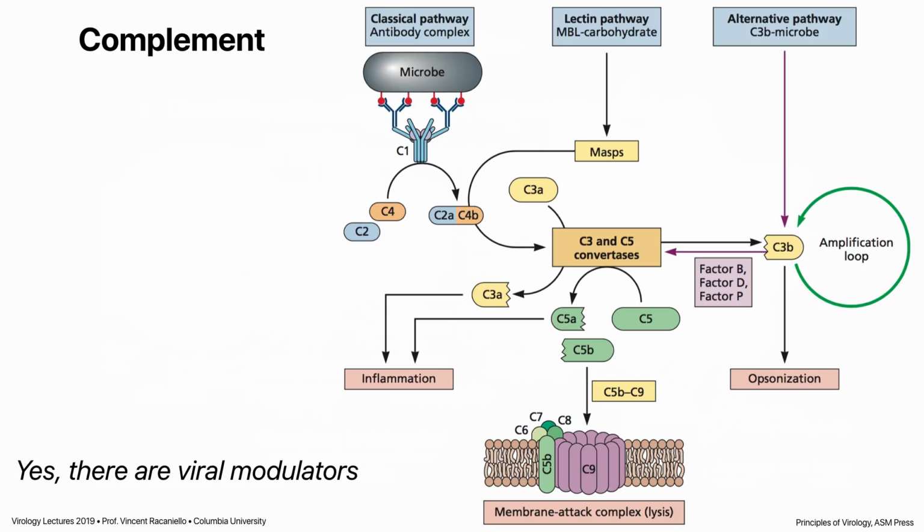And so, for example, recognition of a foreign microbe by antibodies will trigger a complement cascade that can lead to the production of proteins that are pro-inflammatory. They will recruit cells into the infected area. Another set of proteins will lead to the formation of a pore in the membrane that will actually lyse it. It could be a bacterium, it will lyse it, or if it's an enveloped virus, it will cause lysis as well. It's called the membrane attack complex.